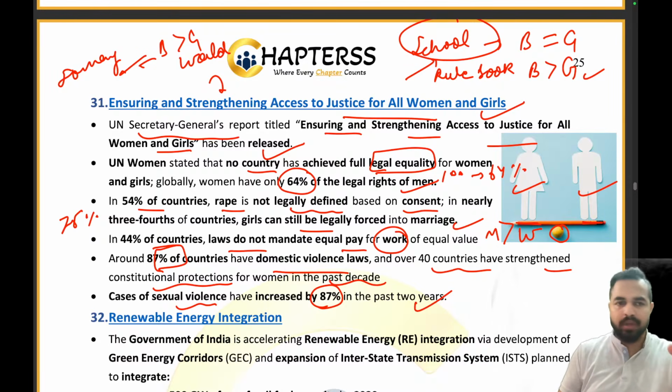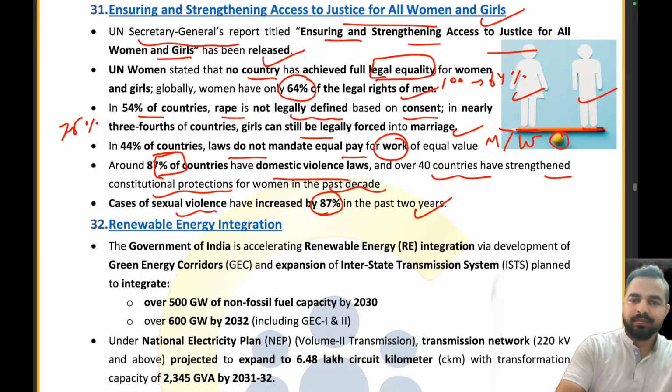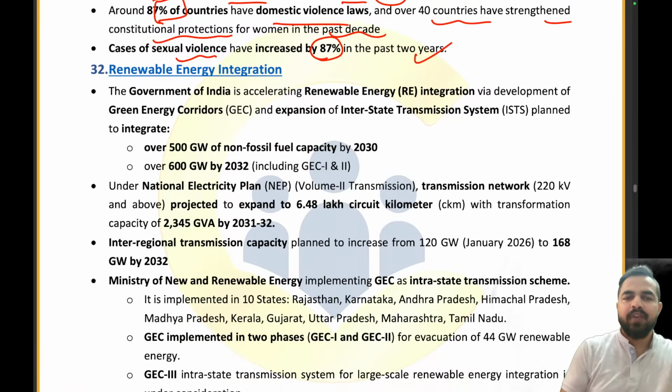So my dear friends, a very, very important report. United Nations Secretary General has released a report titled Ensuring and Strengthening Access to Justice for All Women and Girls, right? UN Women stated that no country has achieved full legal equality. What percentage of the legal rights do women have as compared to men? 64%. What percentage of countries are there in which girls can still be legally forced into marriage? That is 75%. And in what percentage of countries is rape not legally defined based on consent? That is 54%. What percentage of the countries have domestic violence laws? Only 87% of the countries. Clear everyone? Now let's move on to renewable energy integration.